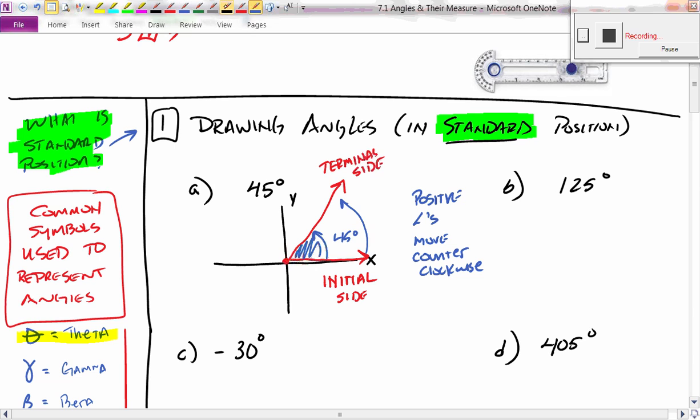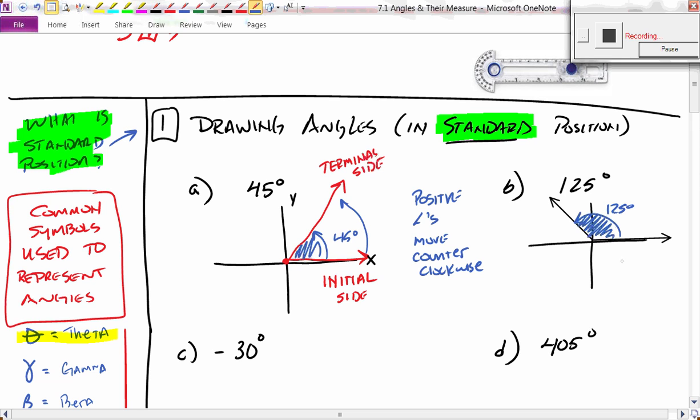Use your protractor there and draw a 125-degree angle. Yours should look something like what mine does in part B there. It terminates in quadrant 2. This is my initial side over here. This is my terminal side, and the space between makes an angle of 125 degrees. Does that make sense so far?